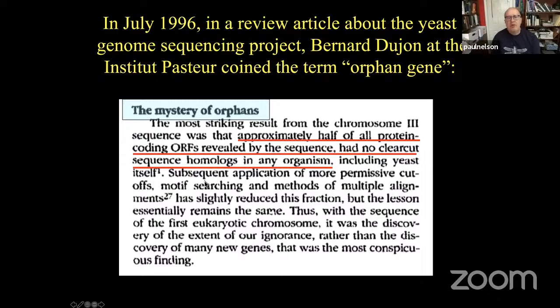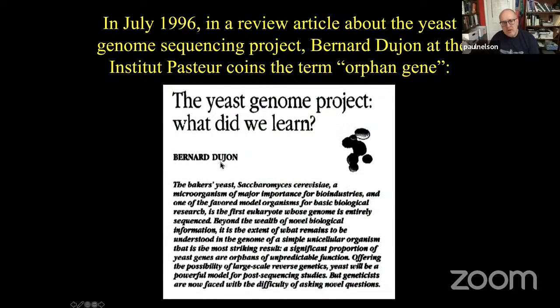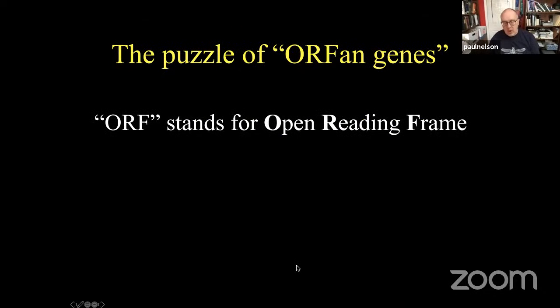In the review article, Dujon reports that approximately half of all the protein coding open reading frames revealed by the yeast sequencing project had no homologs, that is, no matching sequences in any organism, including yeast itself. And this was a great surprise. And he's talking here just about chromosome 3 of the yeast, but he says that's the most striking result. So in the abstract of this review article, he says a significant proportion of yeast genes are ORFans of unpredictable function. Now, functional annotation and status as an ORFan are intimately related, as I'll show you in a moment, via the way that sequence data are deposited in places like GenBank.